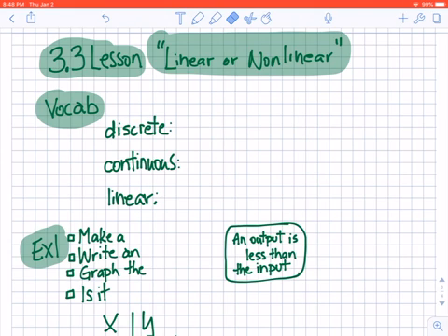Today's lesson, 3.3, linear or nonlinear. Vocab, they're going to have 3 words for you. Make sure you write these down. The words discrete, continuous, and the word linear.